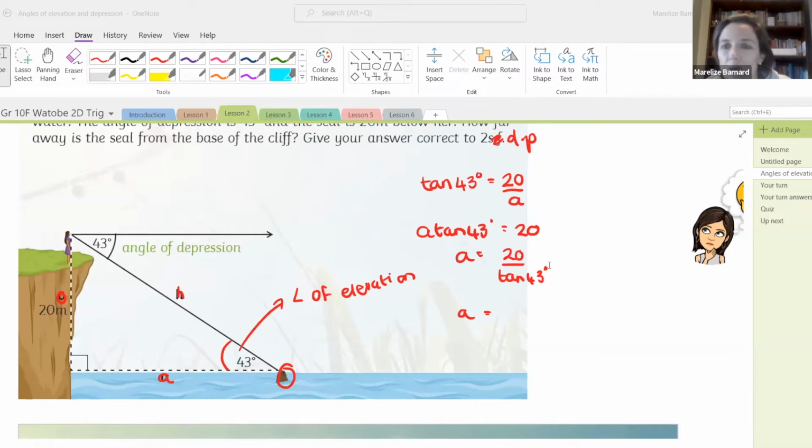Obviously, if you're just copying someone else's answer, you are really not benefiting. Try it yourself, guys. It's really not going to help if you just copy someone else's answer. Just a reminder to please stay on mute.